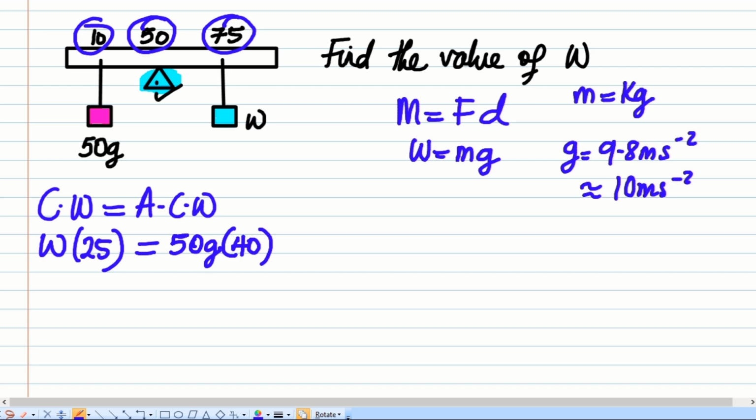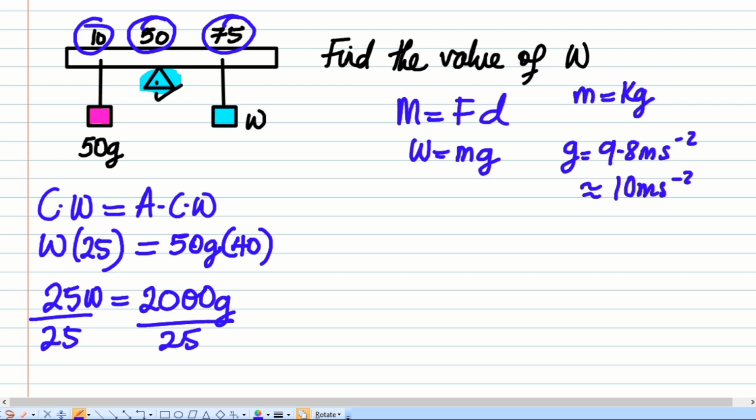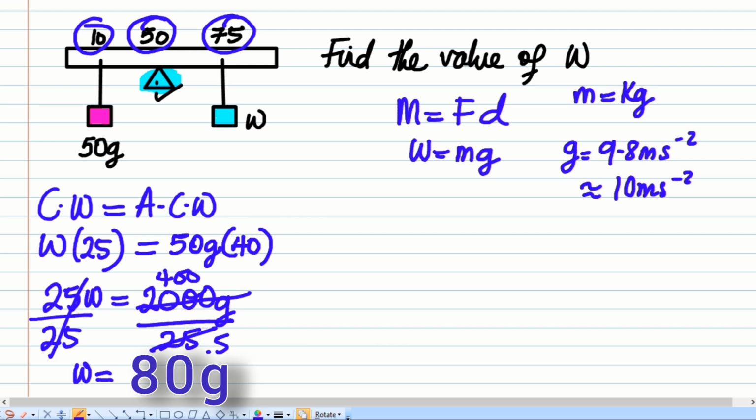All right, because the bigger the distance, the bigger the moment; the shorter the distance, the smaller the moment. I've already discussed all of this in the introductory video. Now, W times 25, we can just say this is 25W equal to 50 times 40. 5 times 4 is 20, right? You just add the two zeros, that's 2000 gram. Now, we just need to divide both sides by 25. Okay, so we now have that W is equal to 2000 over 25. 5 into 25 will be 5 into 20 is 4, this will give me 400, and 5 into 400 is just 80.